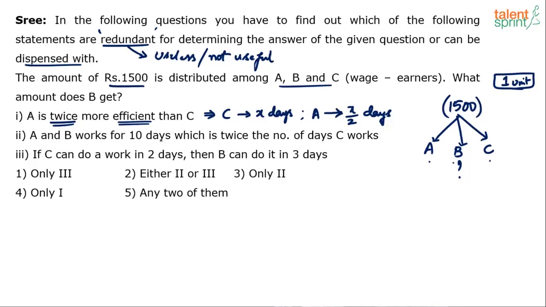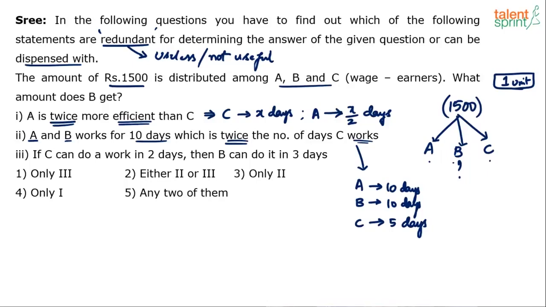A and B works for 10 days, which is twice the number of days for which C works. Now from this statement, what do you understand? From this statement, the understanding is that A worked for 10 days, B worked for 10 days, and C worked for 5 days. Yes or no? Simple statement. A and B works for 10 days, which is twice the number of days for which C works.